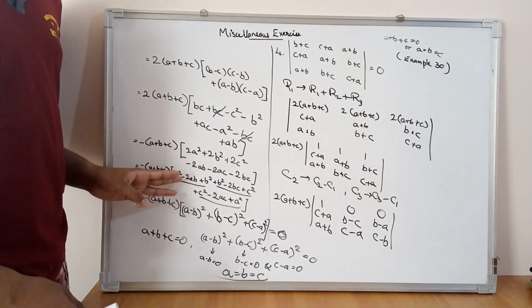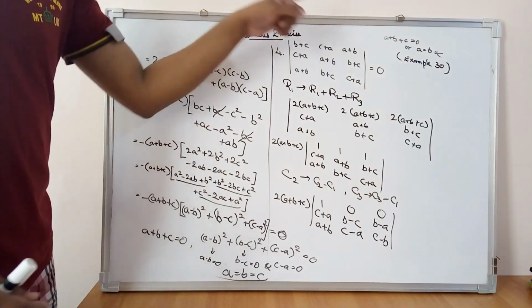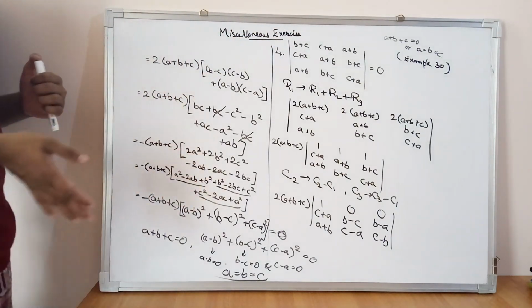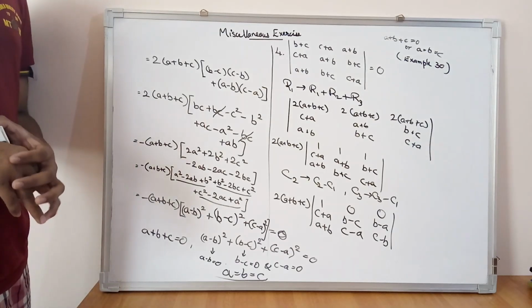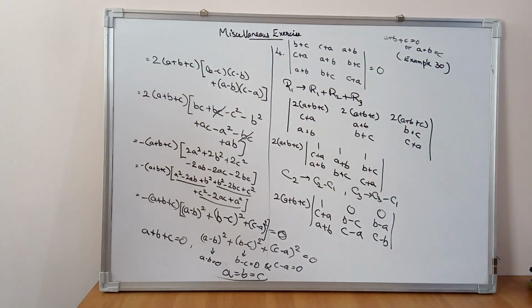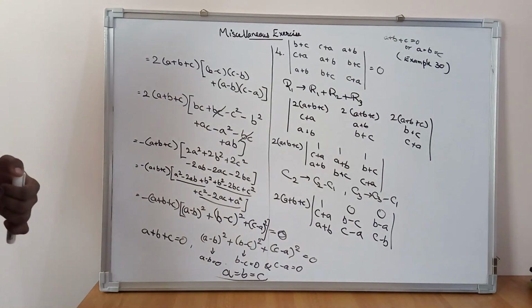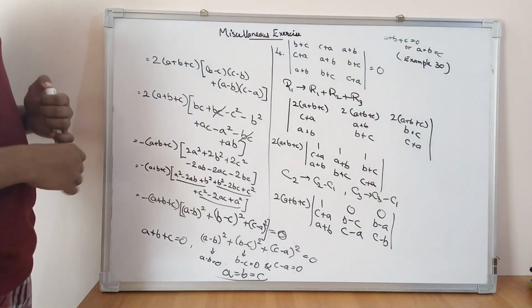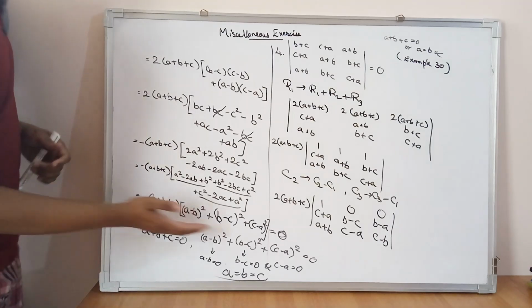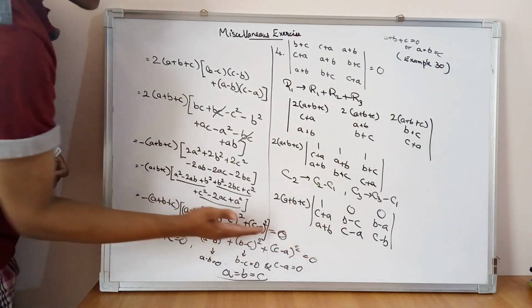That's all about this fourth question. In example 30, you have all the things similar over there. But in that, the question given over there is that the value of the determinant is negative. The step is going to end here.